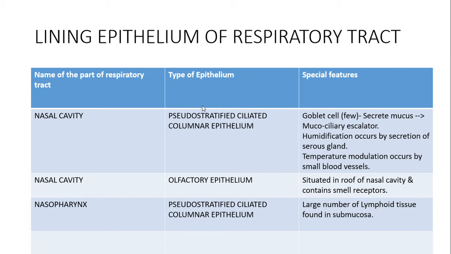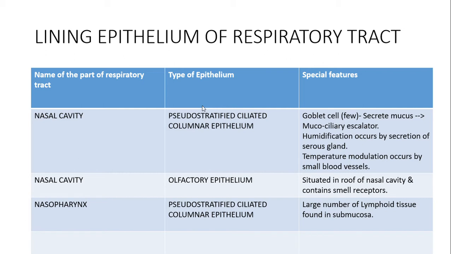Now, what other special function is done in the nasal cavity? Humidification and temperature modulation. Humidification occurs by secretion of the serous gland, and temperature modulation occurs by small blood vessels. Also we find another type of epithelium in the nasal cavity. That is a special type, the olfactory epithelium. It is situated in the roof of the nasal cavity and it contains smell receptors.